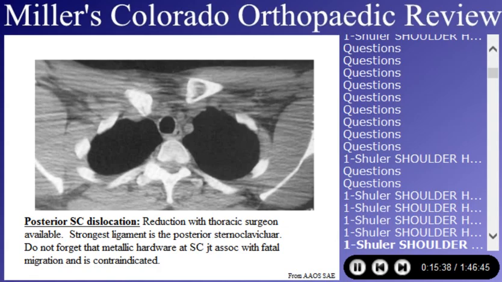Posterior sternoclavicular dislocation, this was actually on my boards also. The test question was actually very simple. What do you also need when you're going to reduce this in the operating room besides a roll between the shoulders? You need a thoracic surgeon there just in case. Reduction with a thoracic surgeon available.